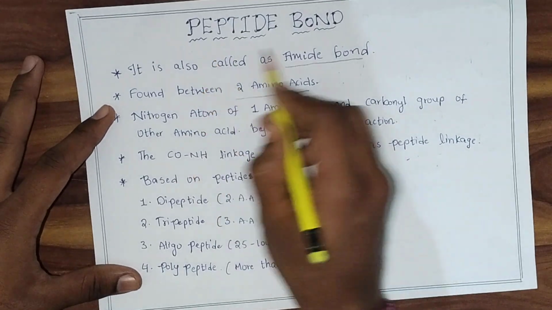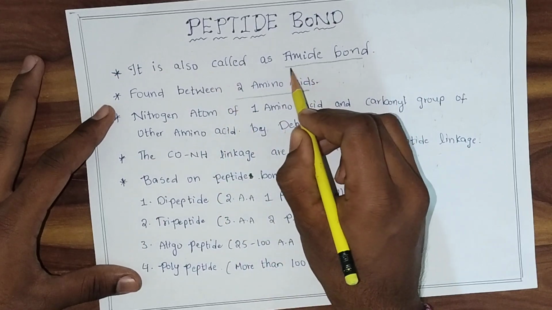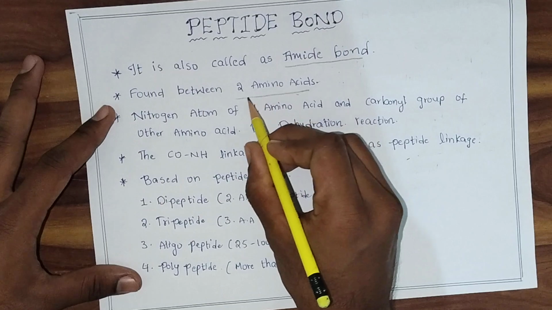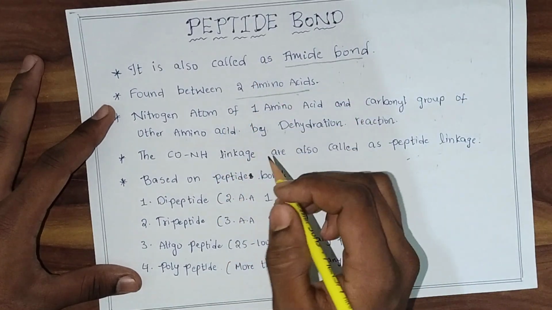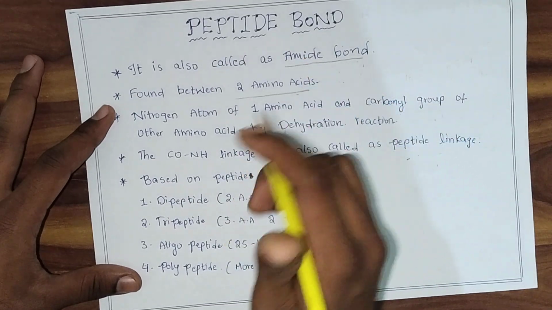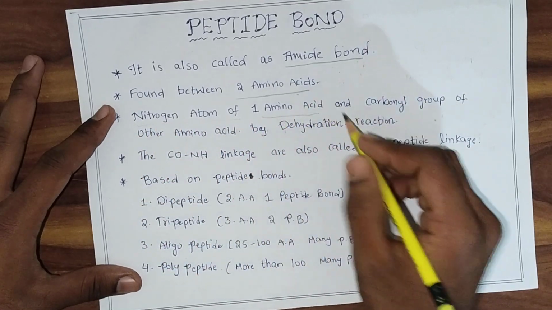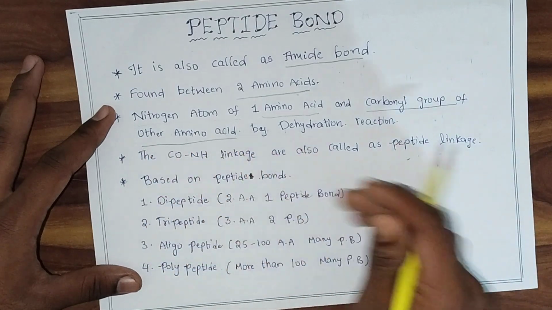Hello guys, peptide bond. The peptide bond is also called the amide bond and it is found between two amino acids. The peptide bond is formed between two amino acids in which the nitrogen atom of one amino acid and the carbonyl group of the other amino acid combine.